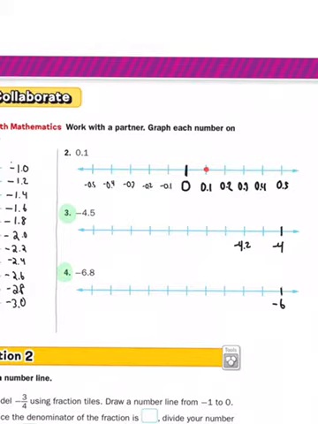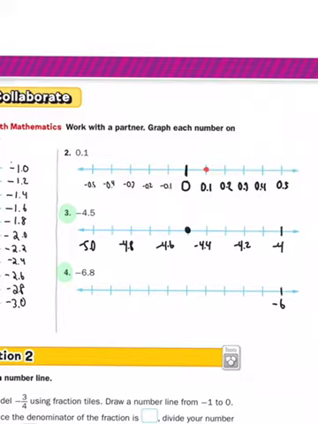So negative 4.3, negative 4.4. Negative 4.5, negative 4.6. So this would be negative 4.8. And this would be negative, not 4.10. This would be negative 5. So I had to graph negative 4.5, and negative 4.5 would be right there between negative 4.4 and negative 4.6.